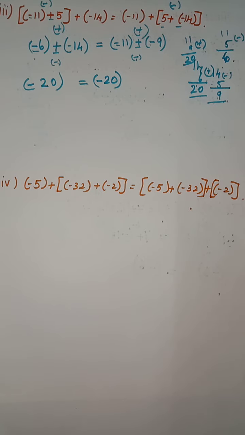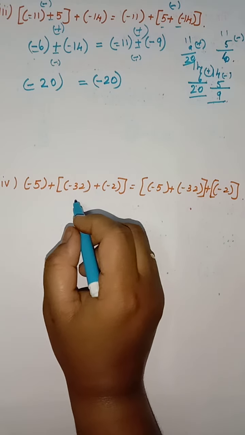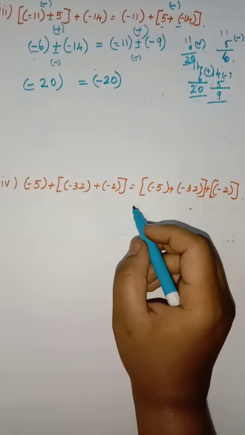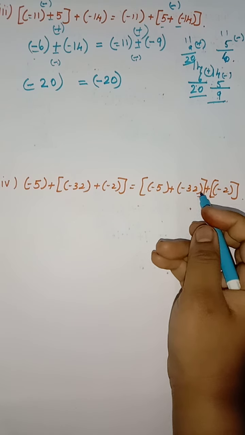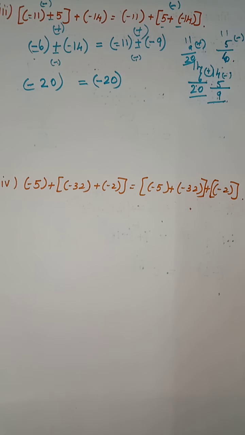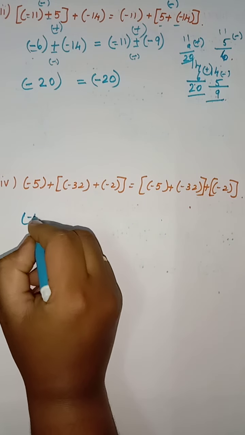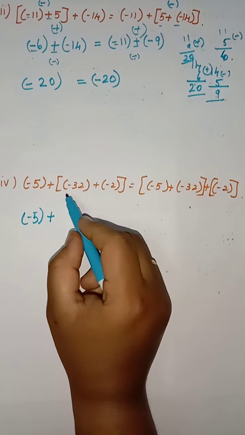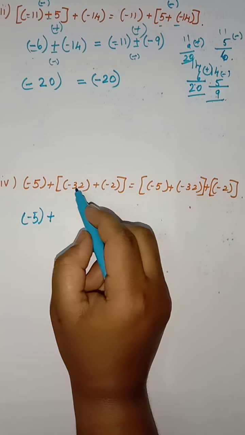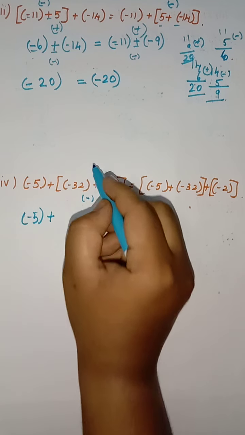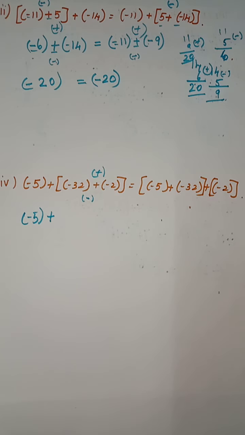The fourth question they have given is minus 5 plus minus 32 plus minus 2 equal to minus 5 plus minus 32 plus minus 2. Clear? So now, first, as it is, we are going to see the symbols, and before that we are going to see the bracket here, and then only we are going to do the sum. Now we have to take it and write the same thing, then plus. Now here it is 3 symbols, minus plus minus. So minus into plus is minus, minus into minus is plus. So we are going to add the numbers.